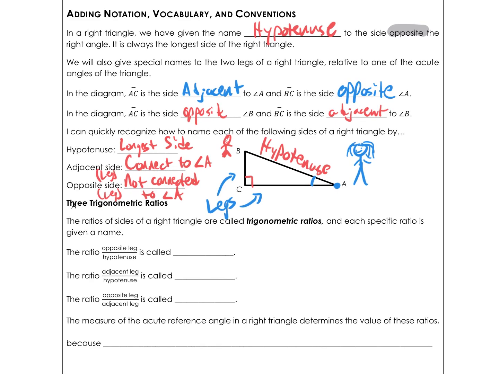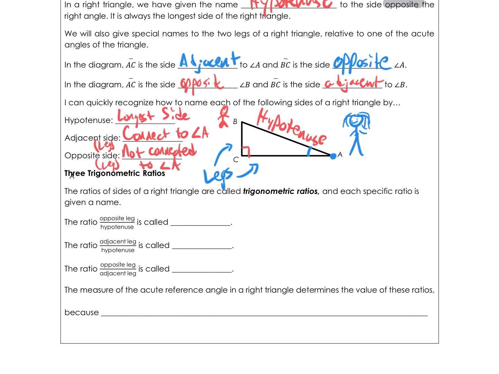These are what we call our trigonometric ratios, or our trigonometry ratios. And we have 3 trigonometry ratios. So if we have our right triangle like we do up here, if we look at the leg that's opposite of an angle, like angle A, and we compare that to the hypotenuse, that's called the sine.